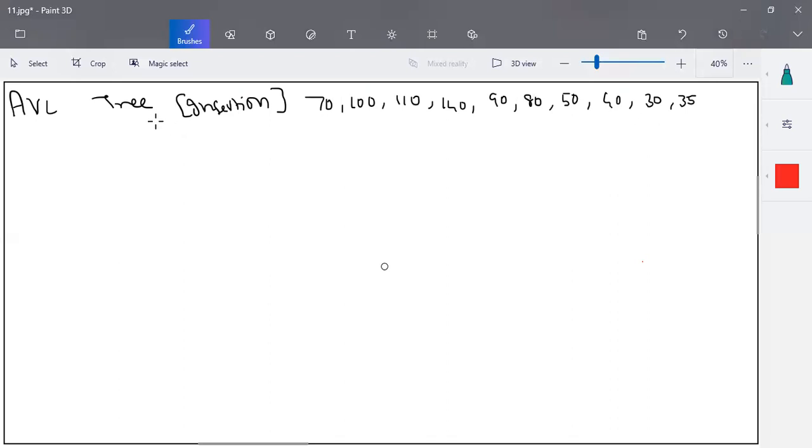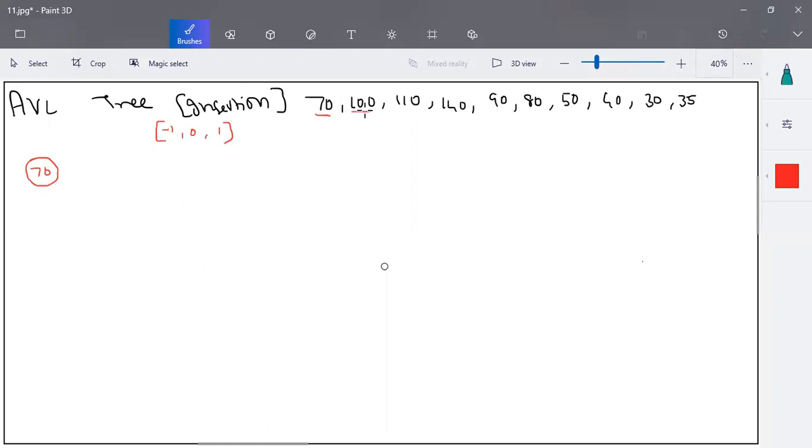Before that, we know that after each and every node insertion, we have to verify the balance factor for the AVL tree. It has to lie between -1 and 1, either -1, 0 or 1, not less than or more than this. Okay, so the first node to be inserted is 70, and that will act as the root node. When there is only one node, the balance factor will be 0. There is no left subtree and no right subtree, so no need to calculate the balance factor here.